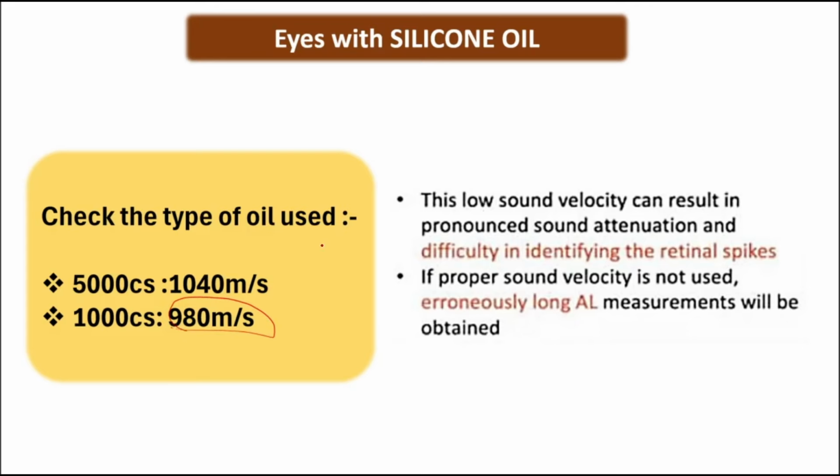As you can see, the sound waves travel slower in the silicone oil compared to the normal eye, and therefore if you don't use proper settings within your biometer, the axial length that the biometer measures would be erroneously long. All right, so that's one important point that you must remember. The silicone-filled globe is going to lead to a false long axial length measurement.